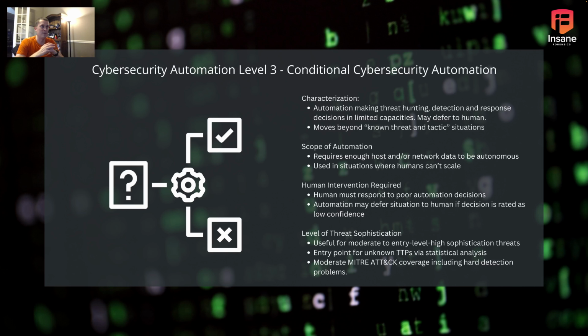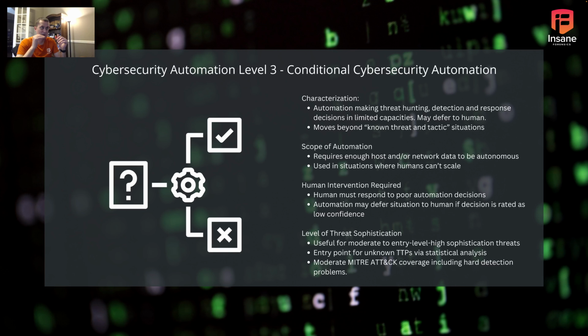And this is where the automation's actually driving and making those threat hunting, detection, and response decisions, with limited capabilities. It's not perfect. It's still going to defer in low-confidence situations to say, hey, this is outside of the bounds of the decisions that I'm programmed or that I know to push through. But it does move you beyond known threat and tactic situations. There's arguably enough logic here to where you do truly have the human farther out of the loop.